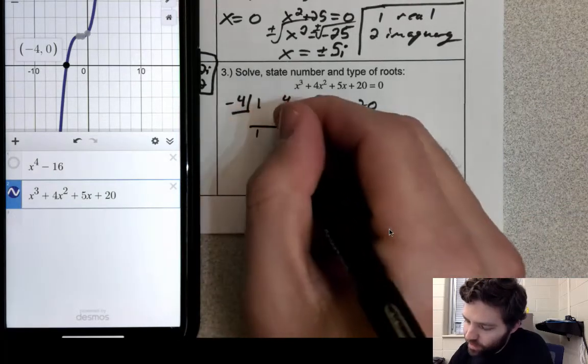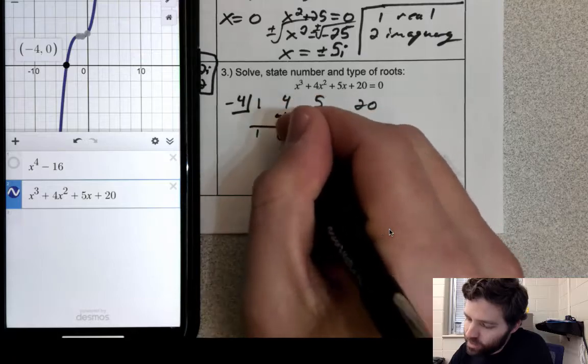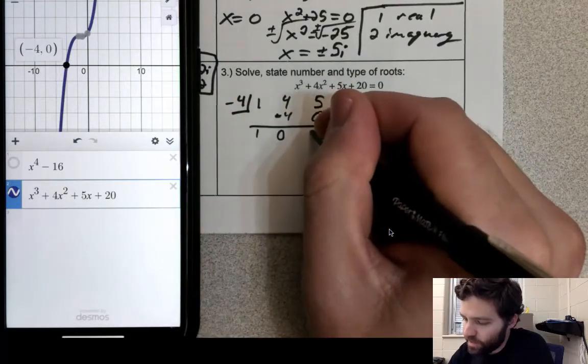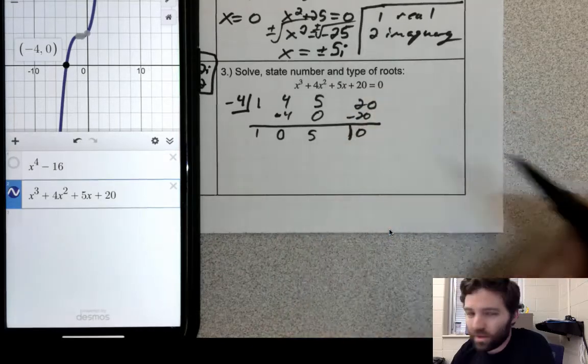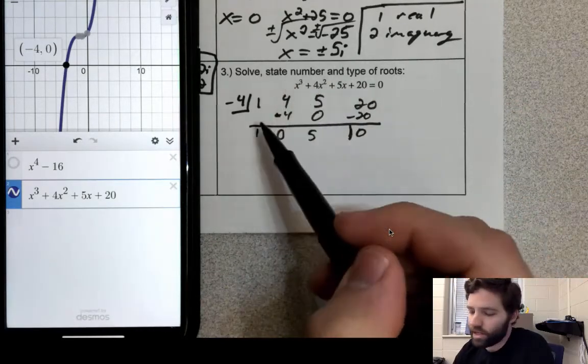So we'll bring down the 1, -4 plus 4 is 0. -4 times 0 is 0. Add them up, that's 5. -4 times 5 is -20, and I get 0. Okay. So I start off as a cubic. Now I'm down to a quadratic.